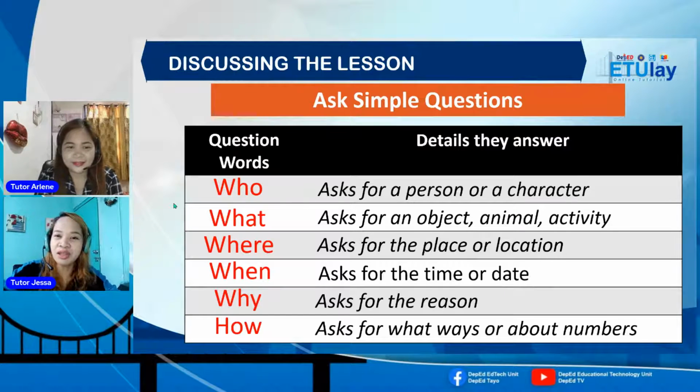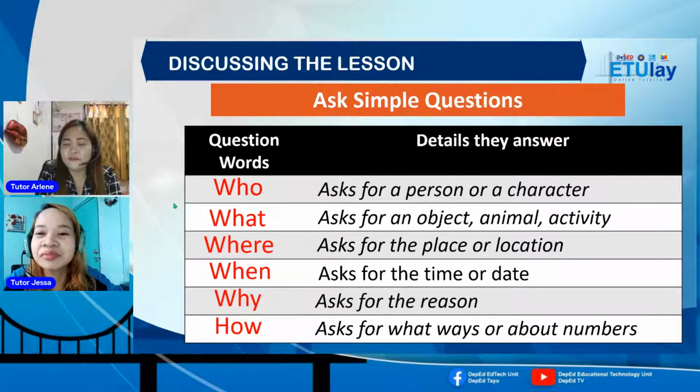Okay. Where do you live? From Shanella. And who is your father? From Hezekiah. Meron pa ba, Tutor Arlene? Ayan, from Stacy, ang sabi niya, what are you doing? From Prince Ed, who is your mom? From Matthew, where are you going? From Ada, how old are you? From Isaiah Jaden, where do you live? From Jiren, when will be your birthday or when is your birthday?